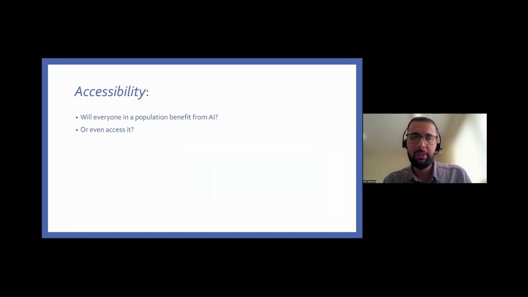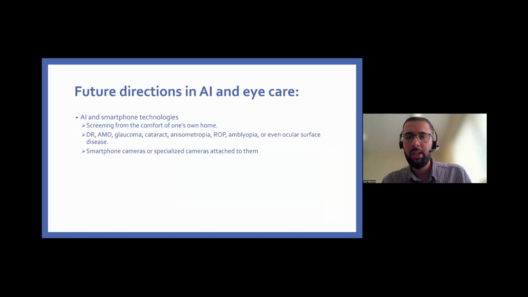And the final thing is accessibility. AI systems and algorithms are expensive as well. So I might not be able to apply them in poorer countries. And then there comes the issue of accessibility as well. So will anyone in the population benefit from AI? That's also a question.